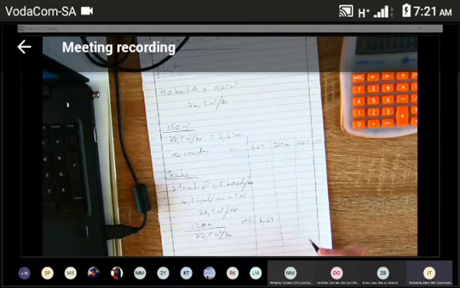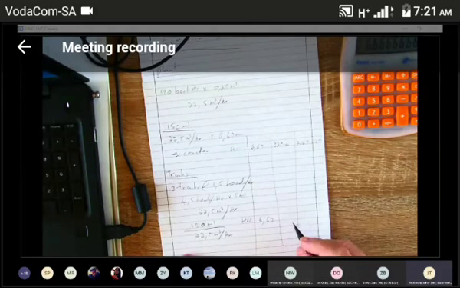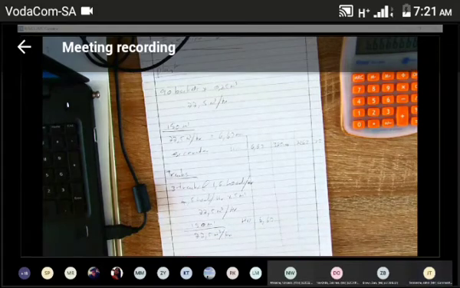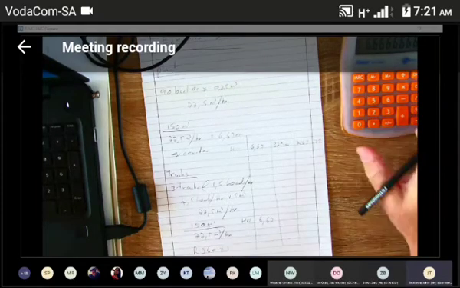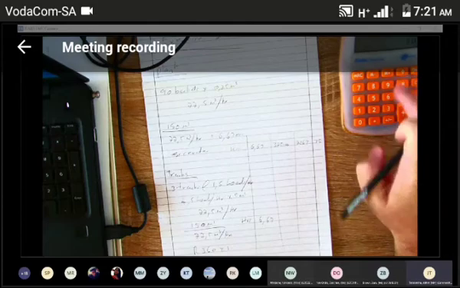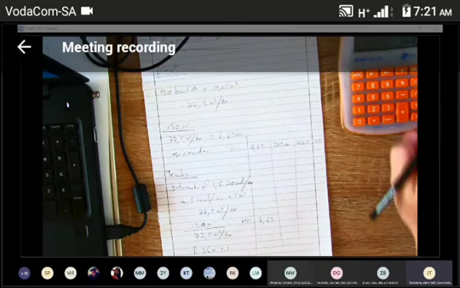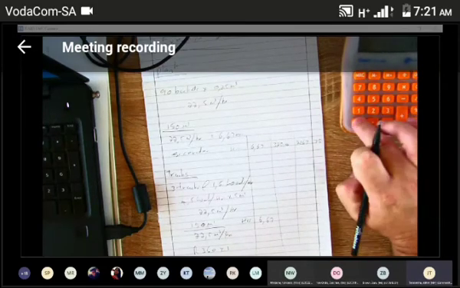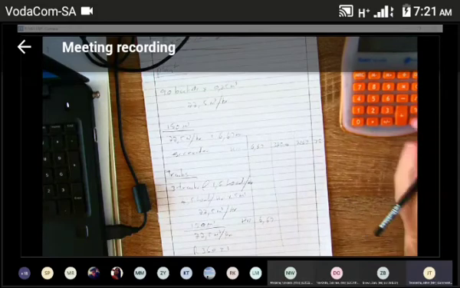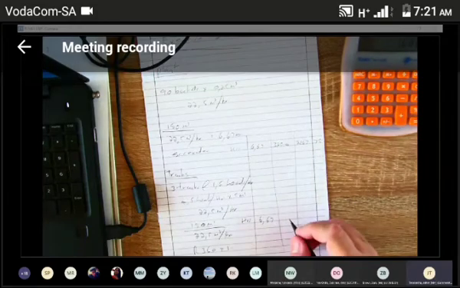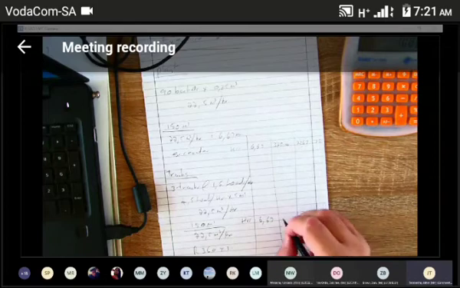That's about the best I can get out of this thing at the moment. Then, for my trucks, what's my trucks costing me per hour? One truck is costing me 360 rand per hour. So therefore, I must say 360 times 3 is 1,080 rand, which is my rate for my trucks.